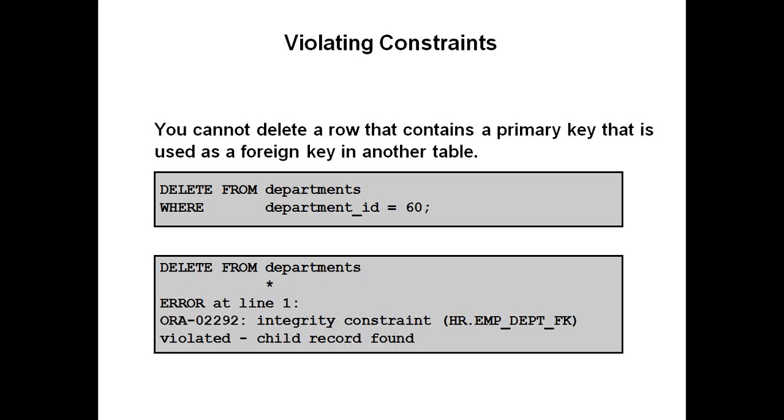And here you can see the delete command was written very simply, like delete from departments where the department ID is equal to 60. So here what happened is, you tried to delete a primary key, but a foreign key was already there which is referencing it. That is the reason you would be landing up with that error: integrity constraint violated, child record found.